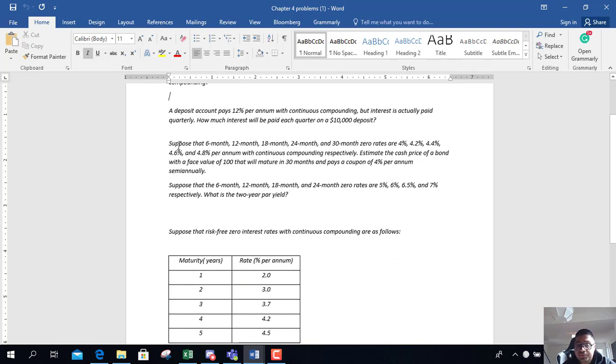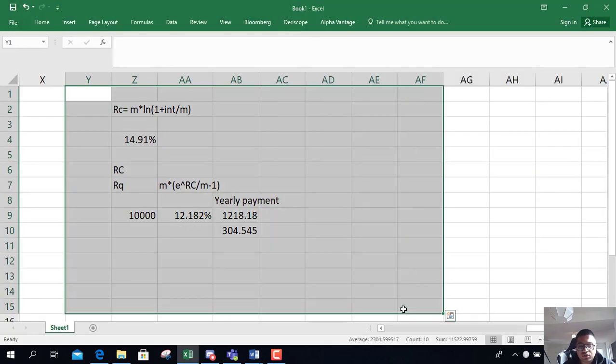The next one is interesting. Suppose that 6 months, 12 months, 18 months, 24 months and 30 months zero rates are 4%, 4.2%, 4.4%, 4.6%, 4.8% with continuous compounding. Estimate the cash price of a bond with face value of 100 which matures in 30 months and pays 4% per annum semi-annually. So it's a semi-annual bond that matures in 30 months and pays 4% of face value. So let's do that. How to do this?